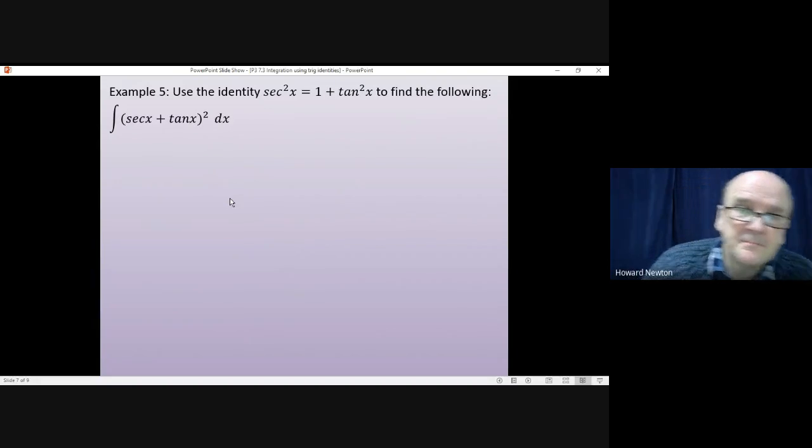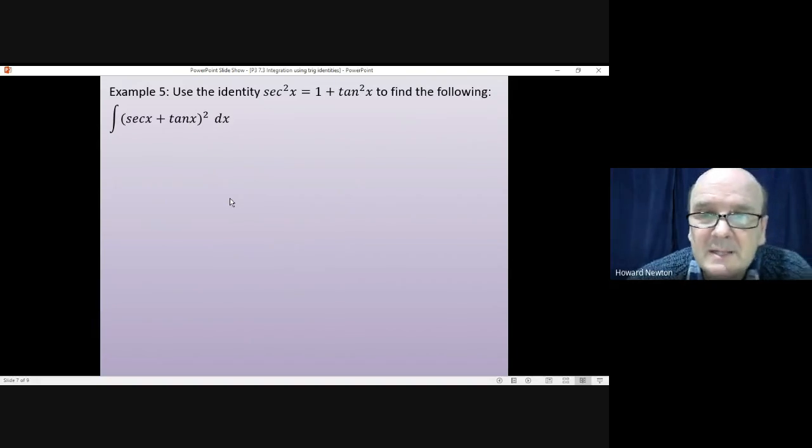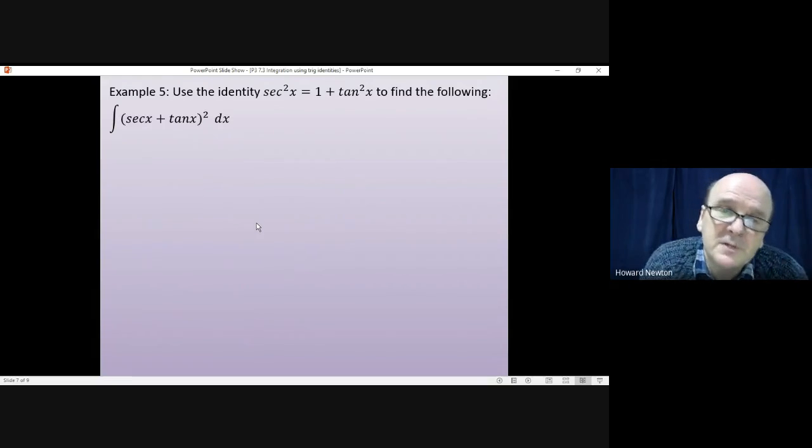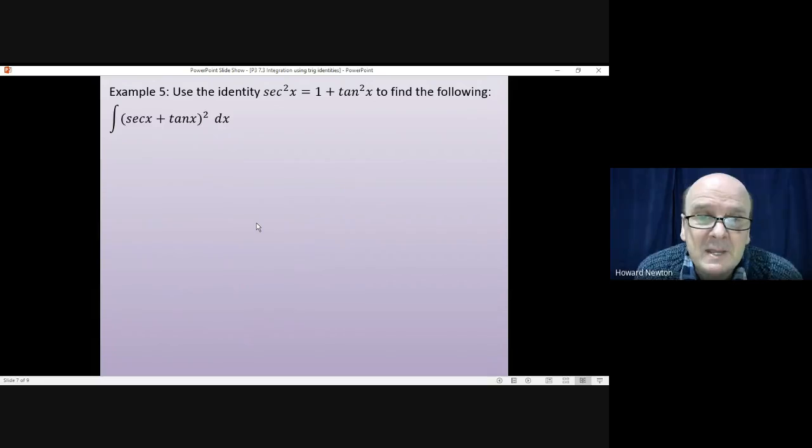Question 5. Use the identity sec squared x equals 1 plus tan squared x to find the following. So it's the integral of sec x plus tan x all squared dx. I'll let you have a go at this. Pause the video, have a go, and then come back to me when you're ready.